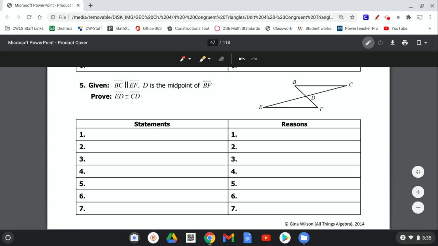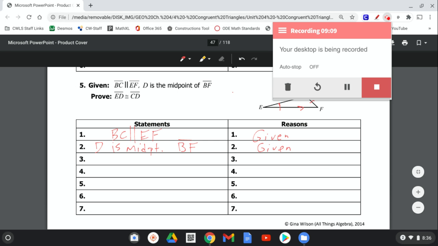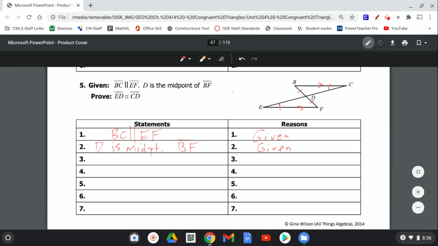So let's do number 5. I think this one's tricky. For this one, I'm going to fill in the given statements and mark up the picture as well. All right, guys, so I put the given statements in.